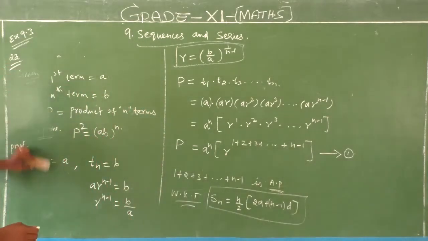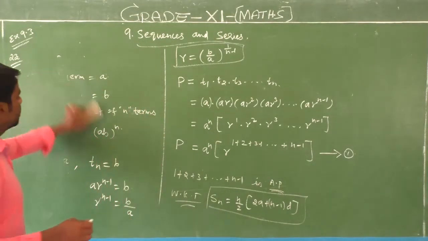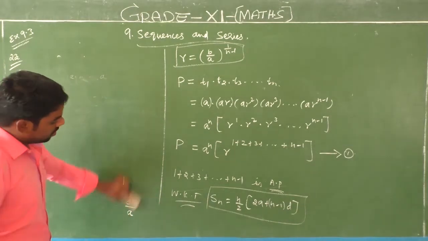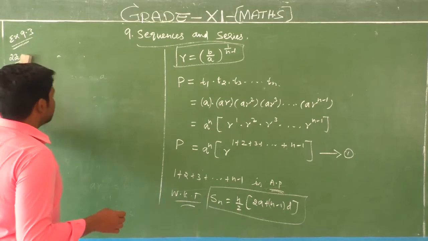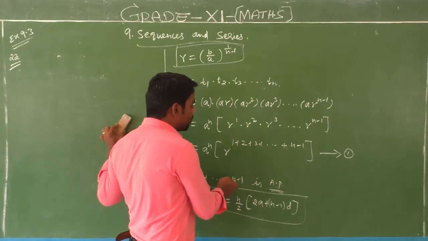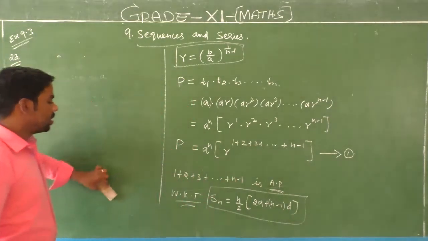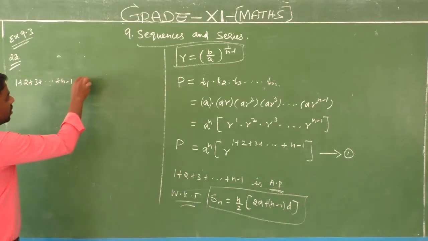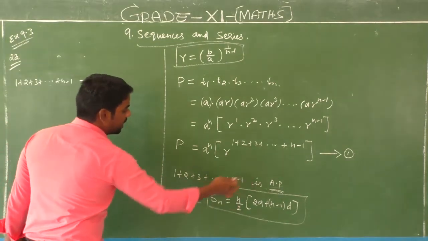Next, here 1 plus 2 plus 3 and so on up to n minus 1 has n minus 1 terms. So 1 plus 2 plus 3 plus and so on plus n minus 1 is equal to, here n is replaced by n minus 1.